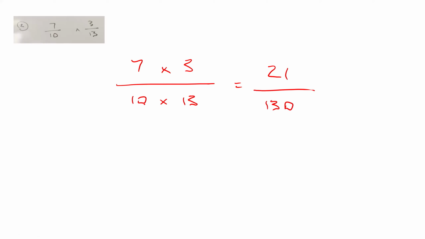Now, can we simplify this? Well, think of some factors of 21. Let's see, we've got 3. No, 3 doesn't go into 130. 7, no, that doesn't either. No, it seems that this is our final answer. We can't simplify it any further. So, we move on to number 3.